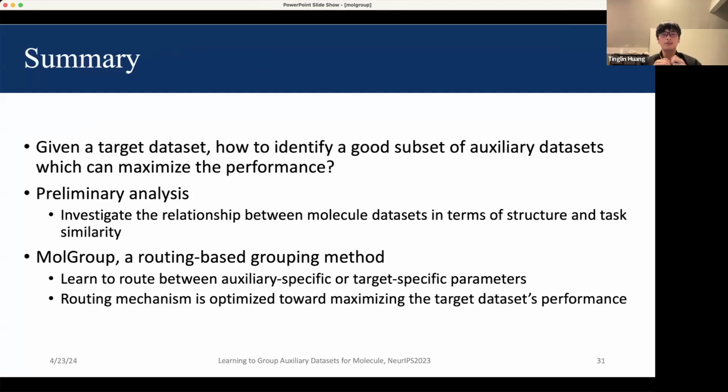All right, and that's all about our paper. In our paper we study a problem called auxiliary dataset grouping. Given one target data set, the question is how to identify a good subset of auxiliary data sets which can maximize the performance. We did some preliminary analysis of the relationship between different molecule data sets from the structure and task dimensions. We also propose a method called MolGroup, a routing-based grouping method. And I think that's all my presentation.